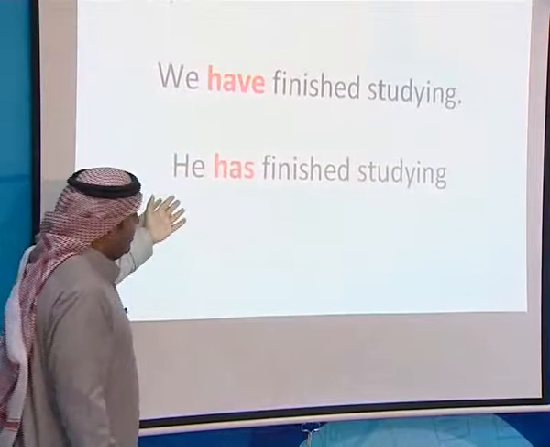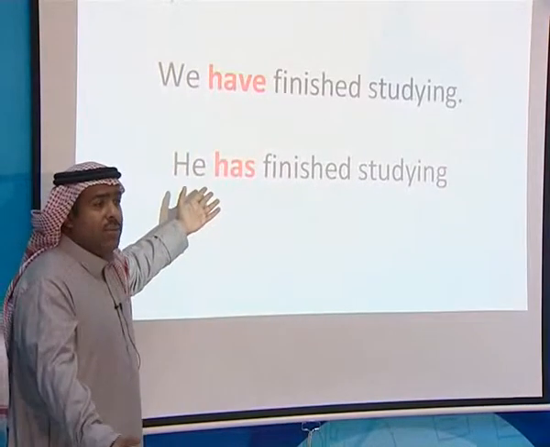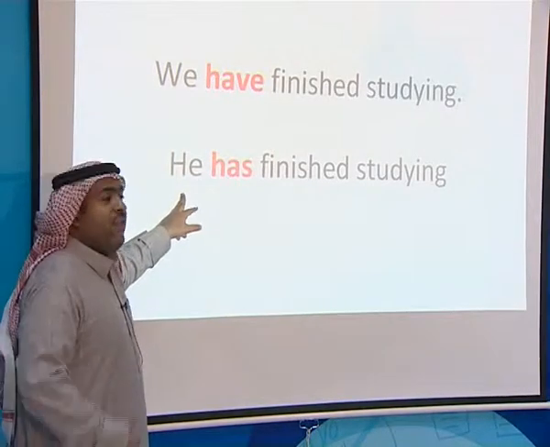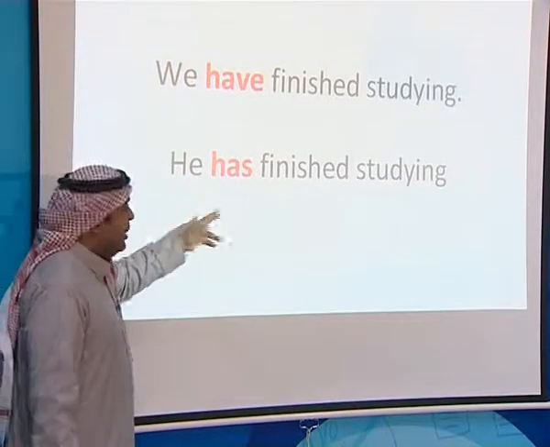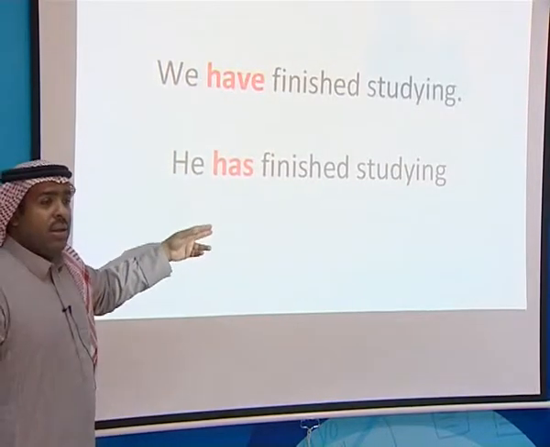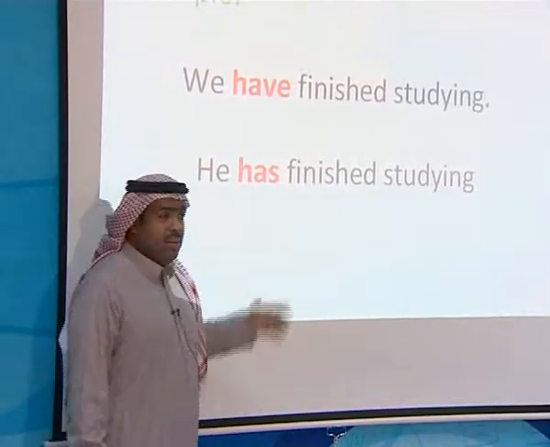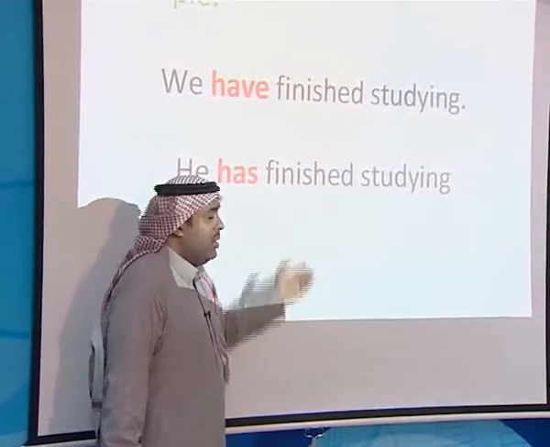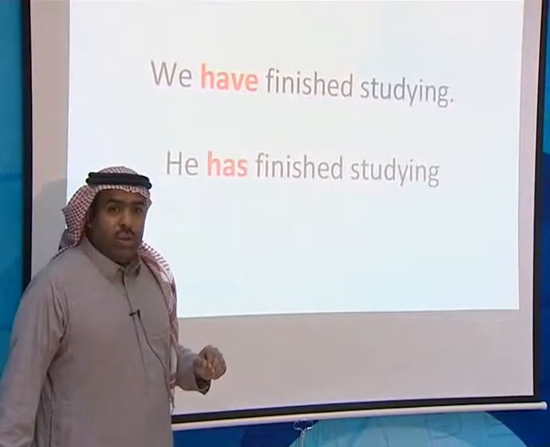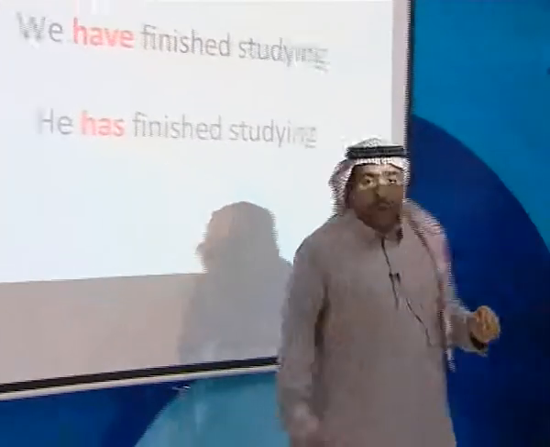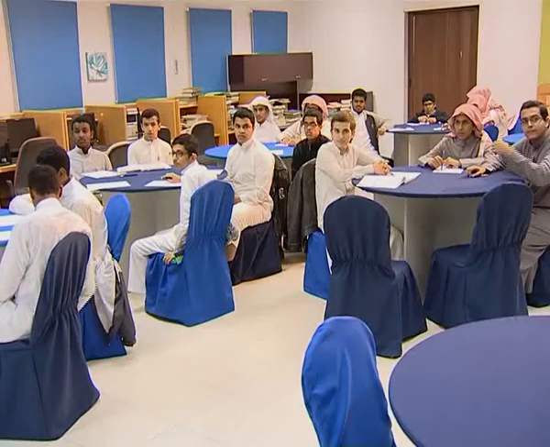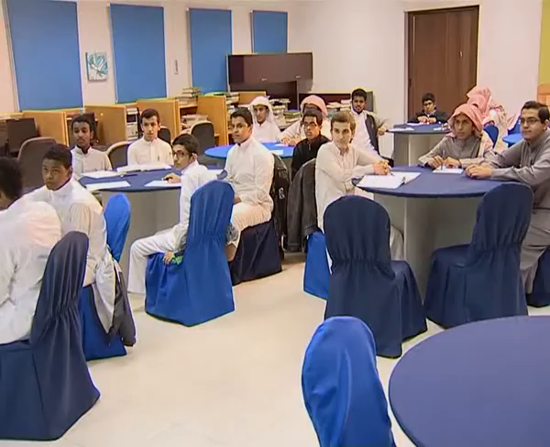Another example. Who can read? Who can help me? Yes? He has finished studying. What is the subject? He. Good. How about has or have? Has. Where is the past participle? Finished. Good. So, two examples: We have finished studying. He has finished studying. Are they clear? Okay.